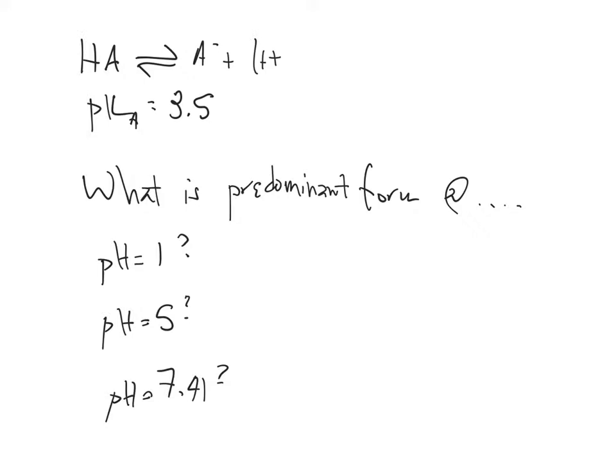Okay, so just giving this scenario here, what's going to be the predominant form at pH 1? Is it going to be primarily HA or A minus at pH 1? It's HA. In fact, you can figure out the exact ratios based off of this. Whereas at pH 5, which one's going to be the predominant form? Conjugate base. Okay, and at 7.41, which one's going to be the predominant form? Same thing.